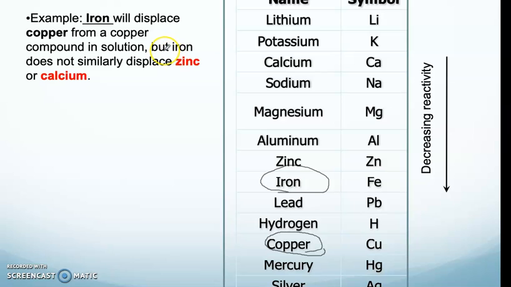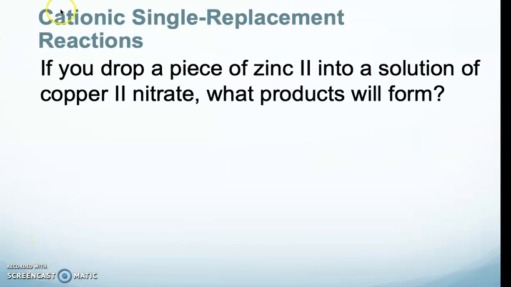Now, iron does not displace zinc or calcium. We have zinc here and calcium up here. So in a reaction, if iron had to displace zinc, it can't. It's below. It's less reactive than zinc. Iron is also less reactive than calcium. So this is a table that you have to pay particular attention to.